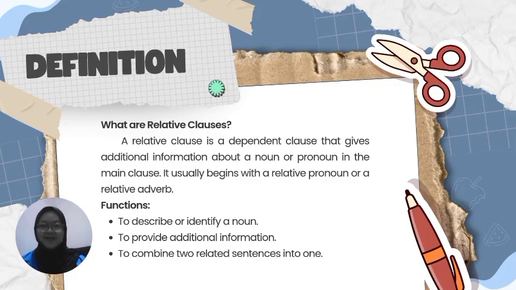For example, the student who won the competition is my friend. Instead of saying the student won the competition, the student is my friend, we combine the two ideas into one sentence by using the relative pronoun who. This is why relative clauses are widely used in essays, news articles, and academic writing.